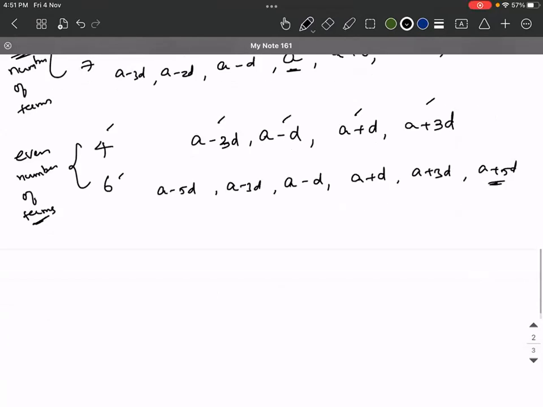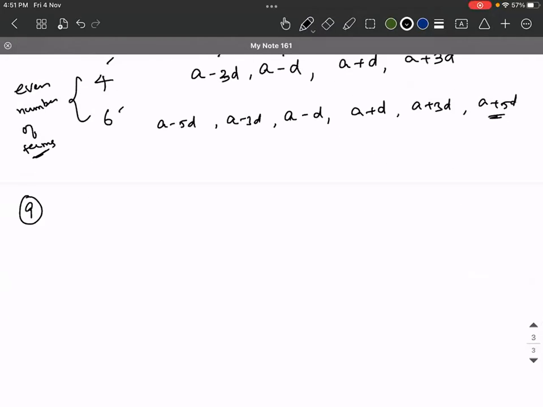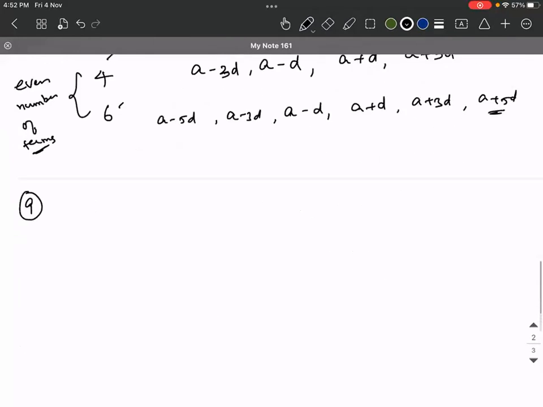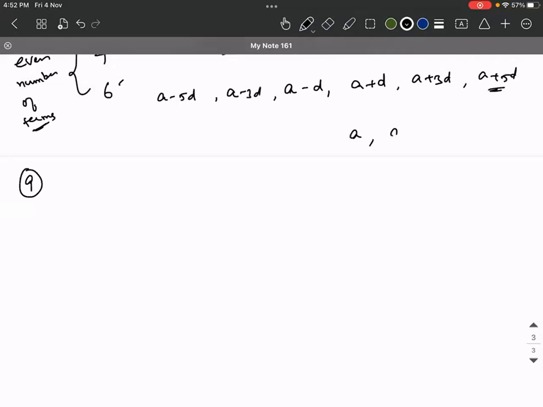Yes, sir. Now if you read the 9th question again, on page 124, what did they say? The sum of 3 numbers in AP. So they told 3 numbers, and 3 numbers means an odd number of terms. So what can you consider the terms to be? You can have them as A plus D and A plus 2D also. You could have taken it like this also. Are you able to understand?